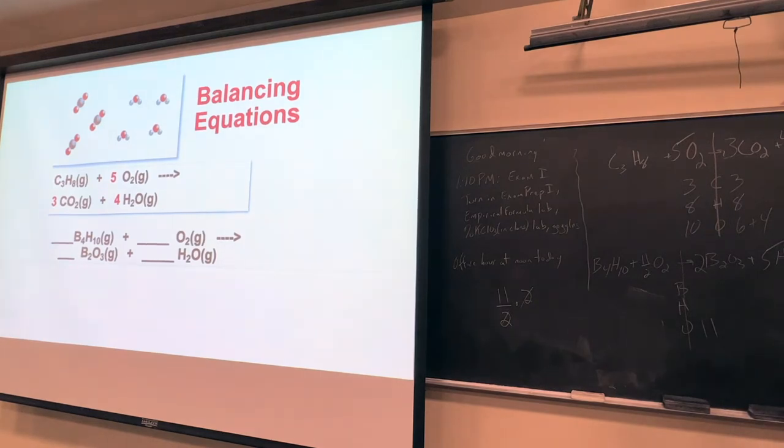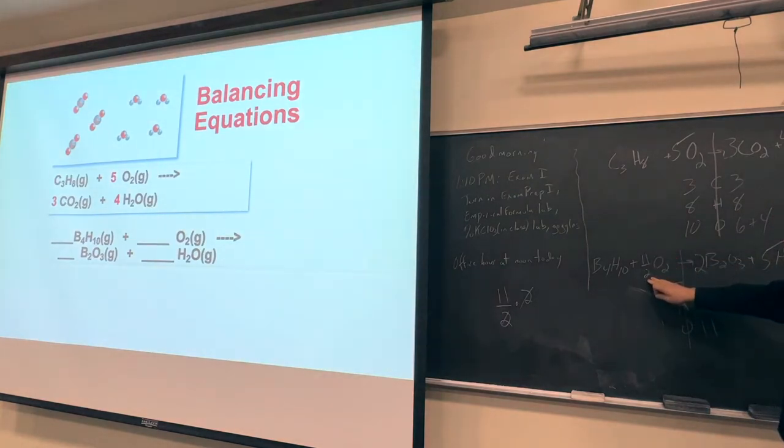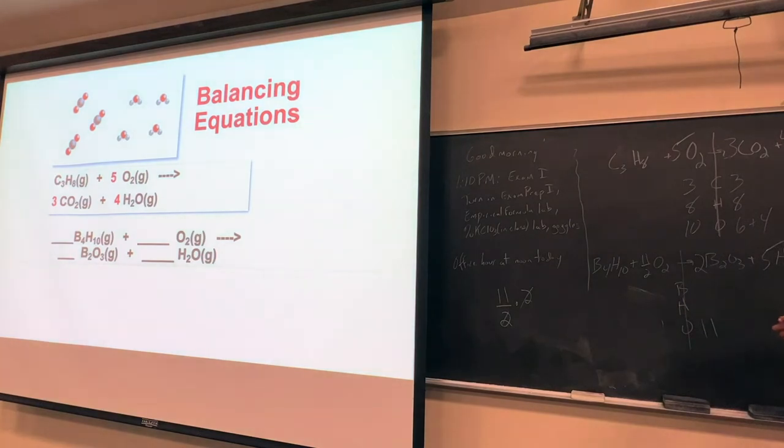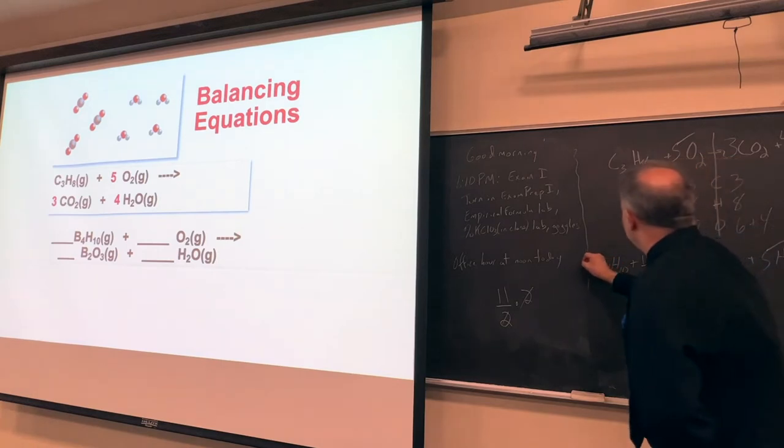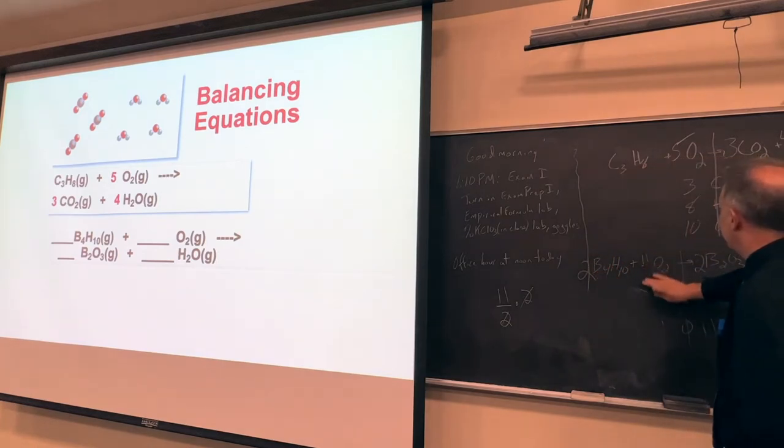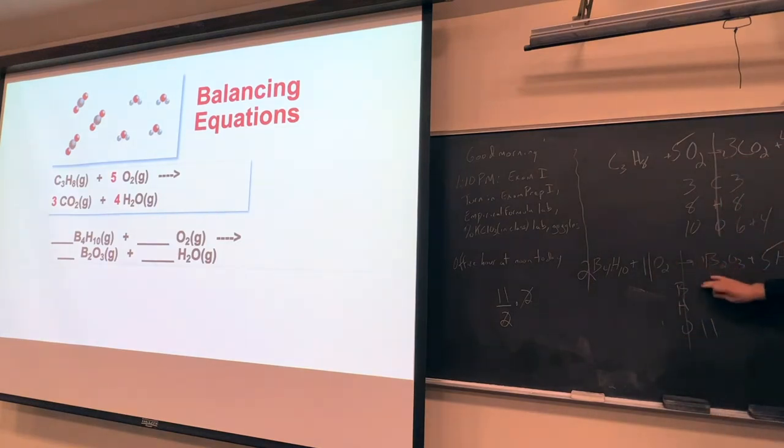But I was just babbling about how chemists don't like fractions, and I don't want you to use fractions at this level either. So I'm going to temporarily write 11 halves right here, because that does make for a balanced reaction. But what we're going to do now, to get rid of that fraction, is multiply everything through by 2. So if I do that, 2B4H10, and 11 halves times 2 becomes 11. 2 times 2 is 4, and 5 times 2 is 10.